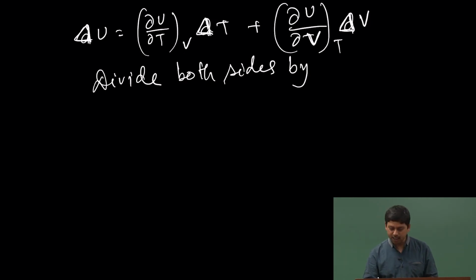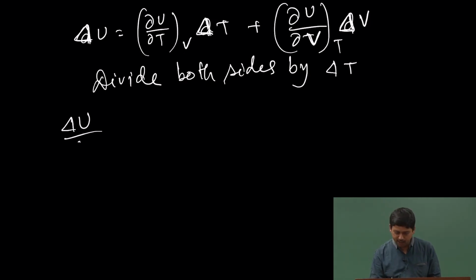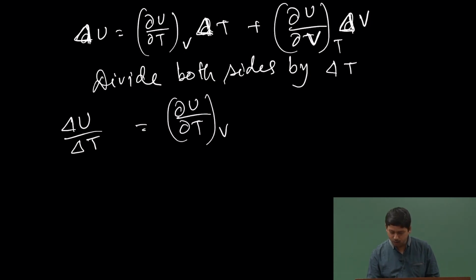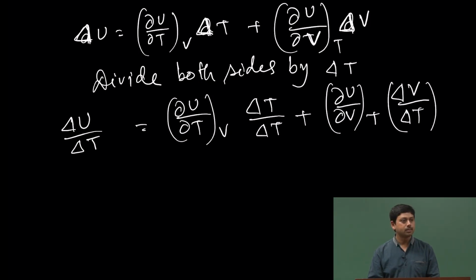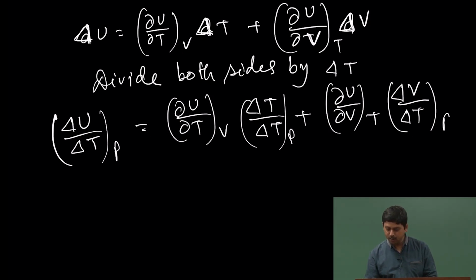First principle, divide both sides by del t. What are you going to get? Del u by del t, but at a constant pressure. Since I am dividing, this quantity is not going to change, del t by del t, plus del v by del t. But the change is such that I am doing that at a constant pressure.